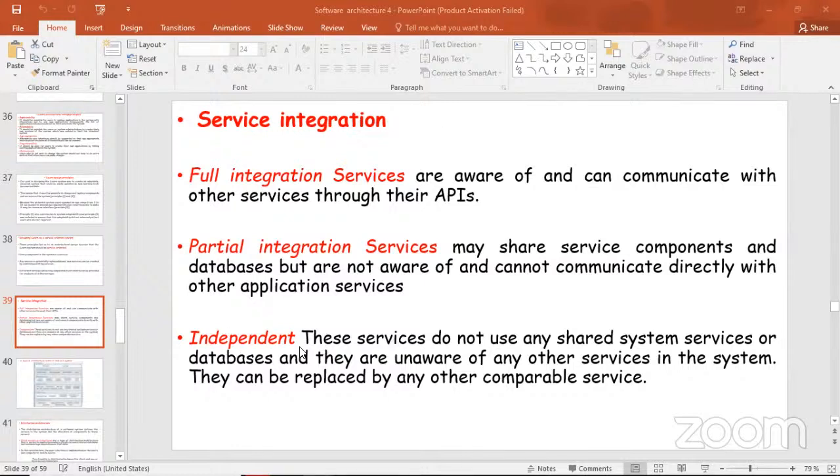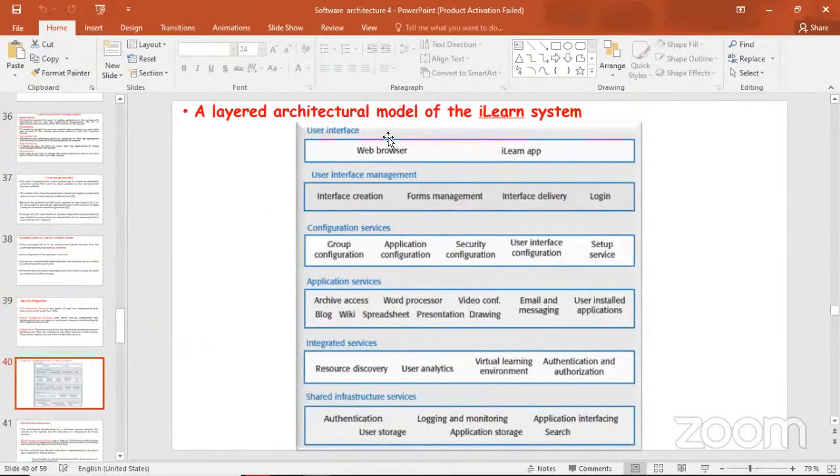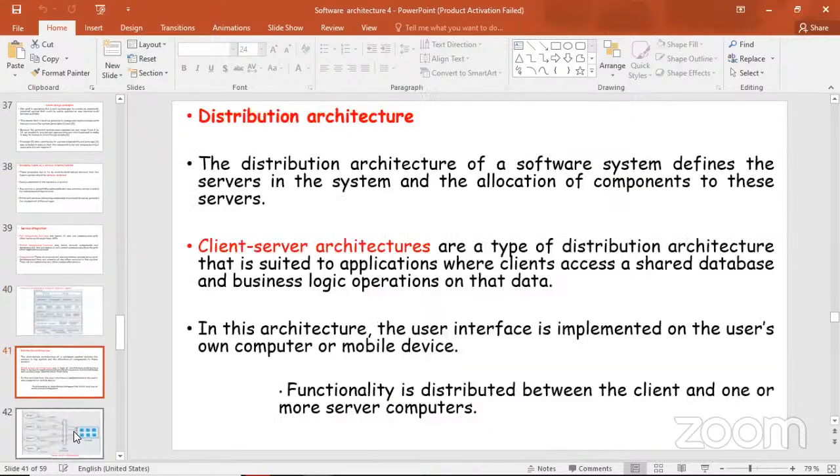Okay, let me continue. Then independent. Now, these services do not use any shared system service or database, and they are unaware of any other services in the system. They can be replaced by any other component service at any time. So this is a layered architecture model for the system.